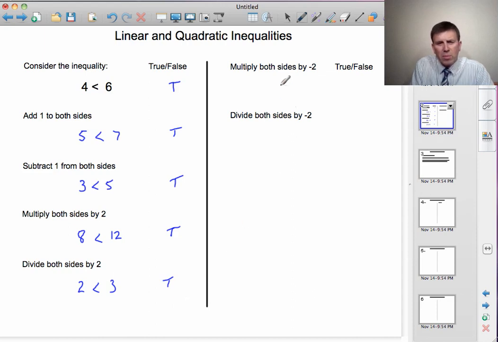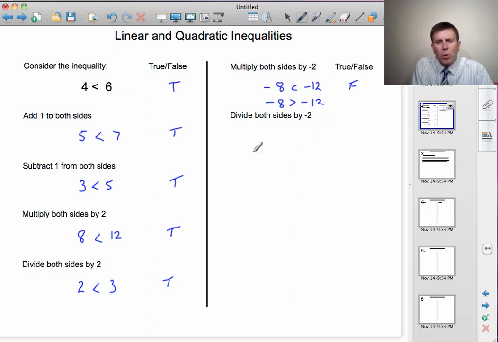Moving on now, let's multiply both sides by a negative number, say minus 2. If I multiply 4 by minus 2, I get minus 8. If I multiply 6 by minus 2, I get minus 12. Well, is minus 8 less than minus 12? No, it isn't. In fact, the inequality has now swiveled around the other way. So minus 8 is actually greater than minus 12.